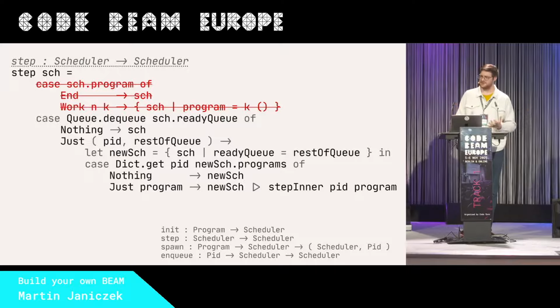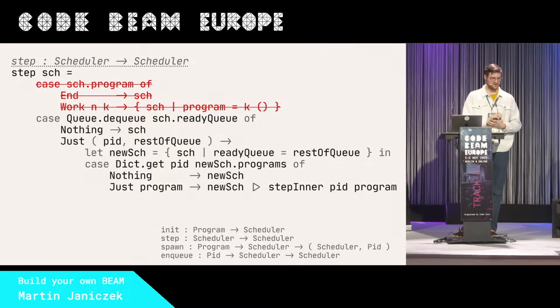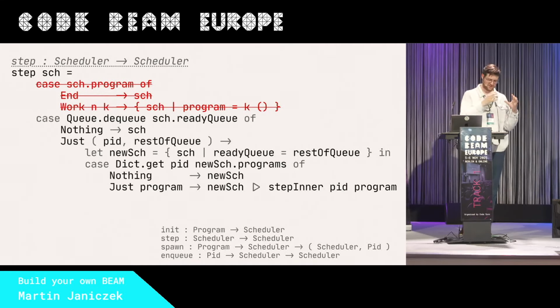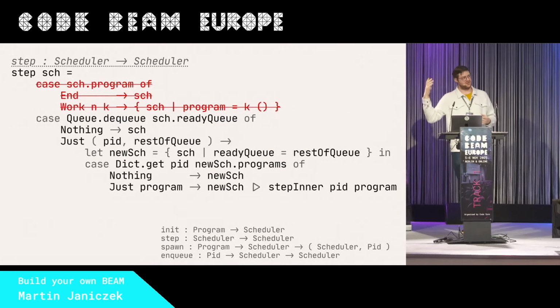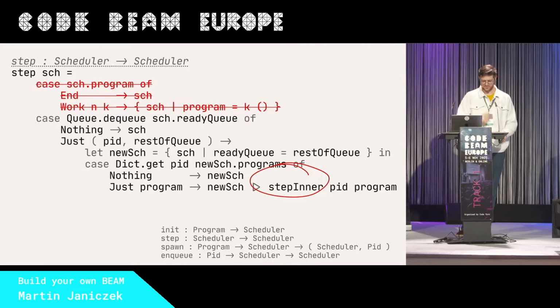And now the step function needs to change because we don't have one program in the schedule anymore. We have a whole dictionary of them, but we need to know which program to pick, and we use the ready queue for that. So we pick the first item in the queue and try to use that PID to get the whole program. And if all that succeeds, we can now finally do what we did before.